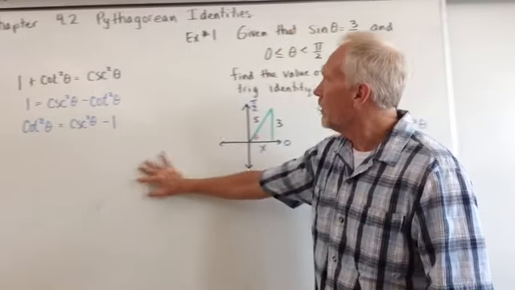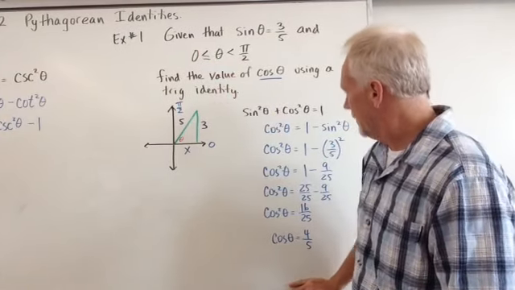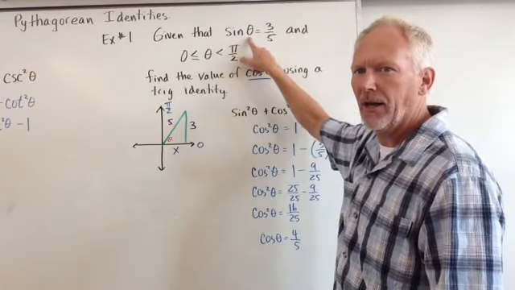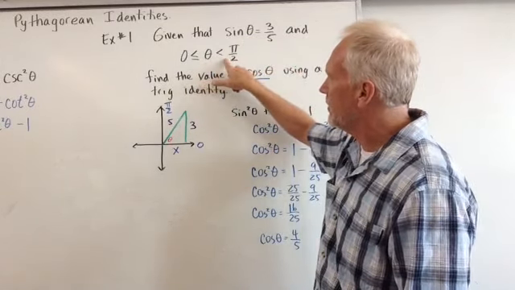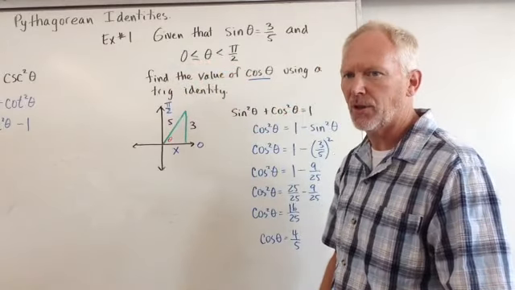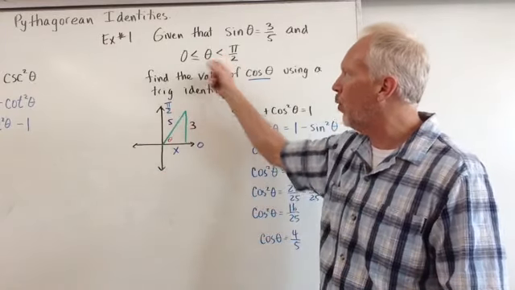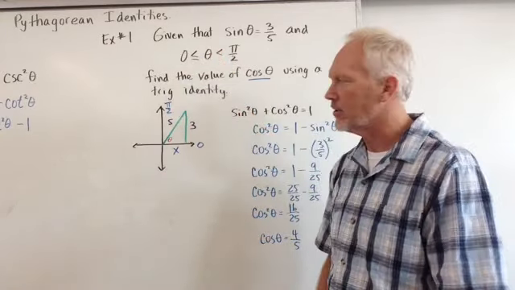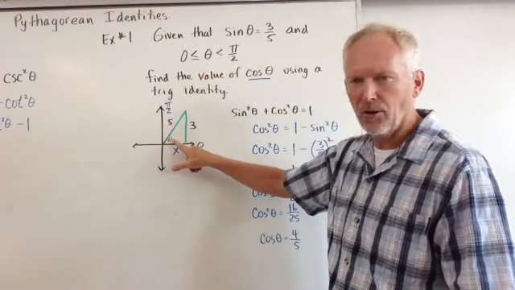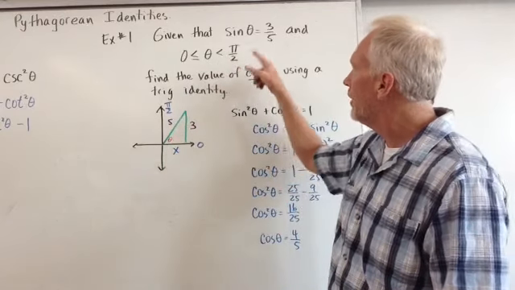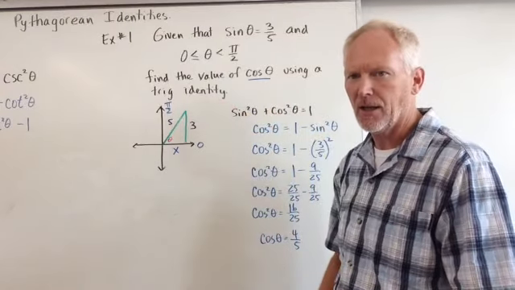All right, well, how do we use these? We are given, in example 1, that the sine of theta is equal to 3 over 5, and theta is less than pi over 2, but greater or equal to 0. Now, what I like to do is draw this out, because it's important to understand what these restrictions or constraints are telling us. This basically tells us that we are in quadrant 1. I'm not sure what the angle is. I'm not even asked to find it. I just want to find the value of cosine of theta using a trig identity.